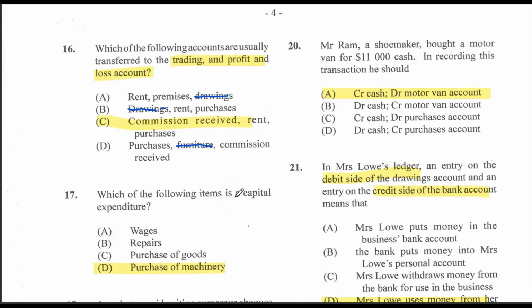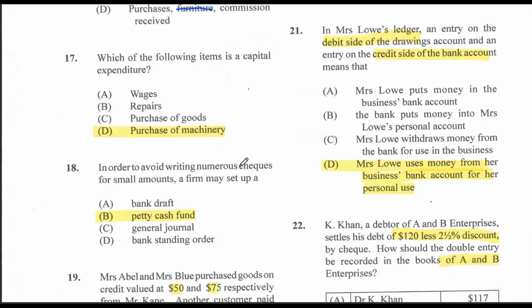Good. Question 17, guys. Which of the following items is a capital expenditure? Capital expenditure is money being spent to acquire fixed assets. D, purchase of machinery is the best option there. Question 18, in order to avoid writing numerous checks for small amounts, a firm may set up a, obviously you guys know this one, a petty cash fund.